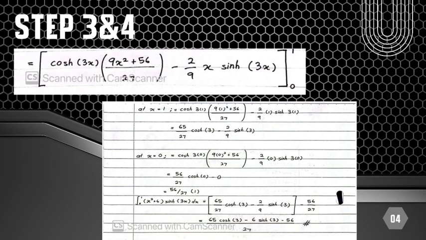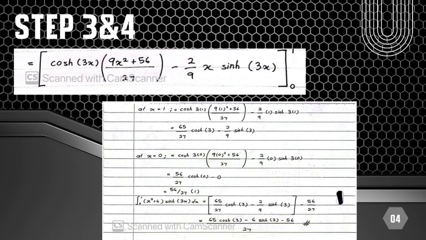Once you have gotten u and dv, you have to apply the formula, which is uv minus the integral of v du. Simply substitute everything into the formula, and you will be left with an integration of x cos 3x dx. From here, you do your second integration by parts. Let u be x and dv be cos 3x. Differentiate u, integrate dv, and simply follow on.